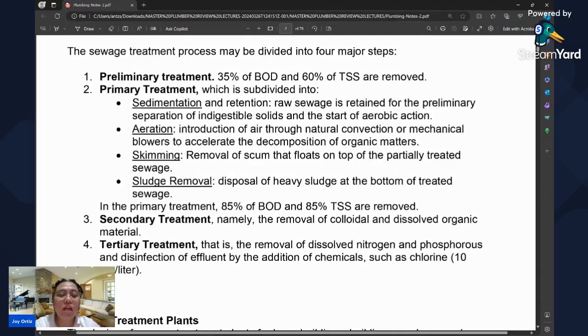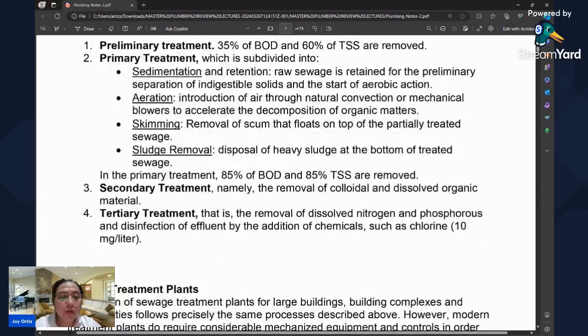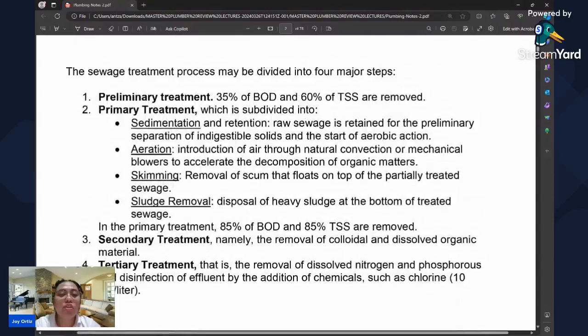So later, I will show to you the sewage treatment plant. So in the primary treatment, 85% of BOD and 85% of TSS are removed. So this time, if it's in preliminary treatment, 35% BOD and 60% TSS are removed. Here in the primary treatment, it's 85% and 85% BOD and TSS are removed.